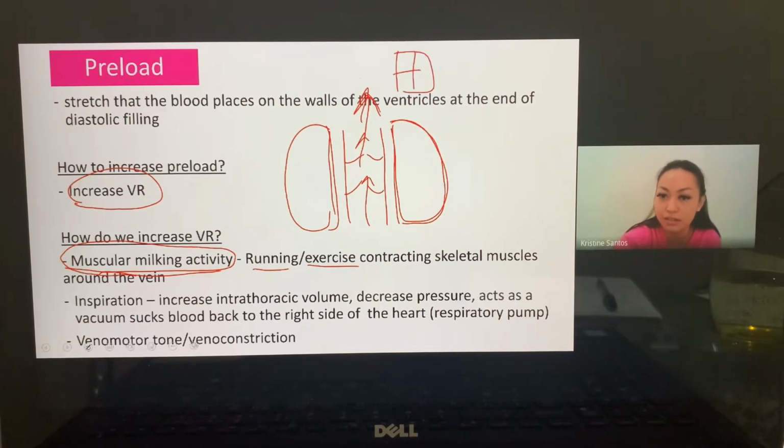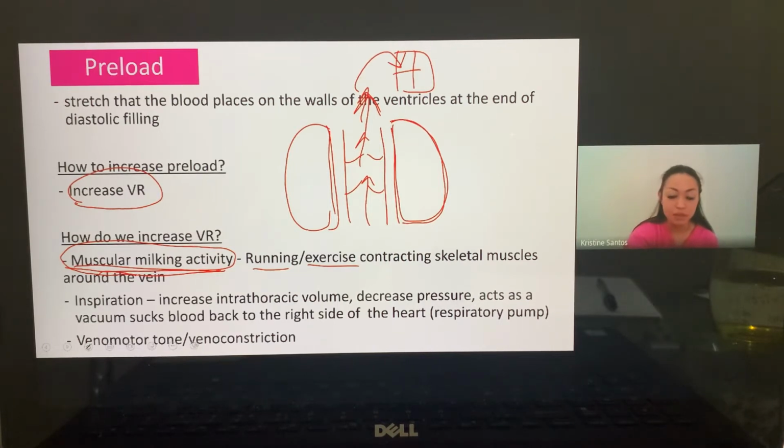Okay? The thing is, veins are a really low pressure system, and they have to work against gravity. So the only pump helping them pump blood back to the heart is the skeletal muscles surrounding the veins. So if you increase your muscular milking activity by running, walking, gymming, squatting, calf raises, you're contracting those skeletal muscles around the vein, and you help propel blood back to the right side of the heart. This increases your venous return, which will increase your preload.